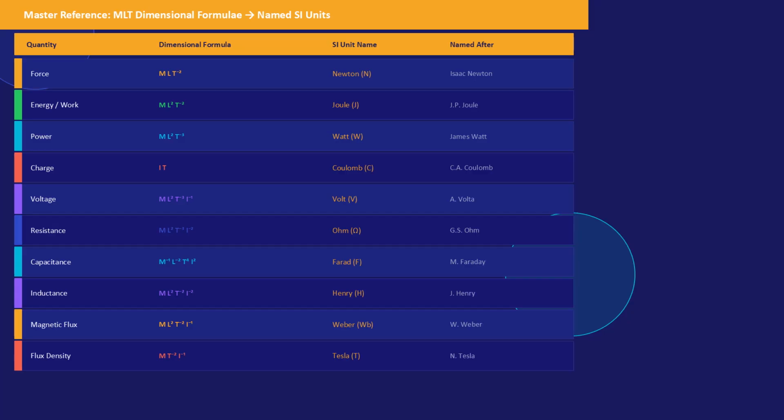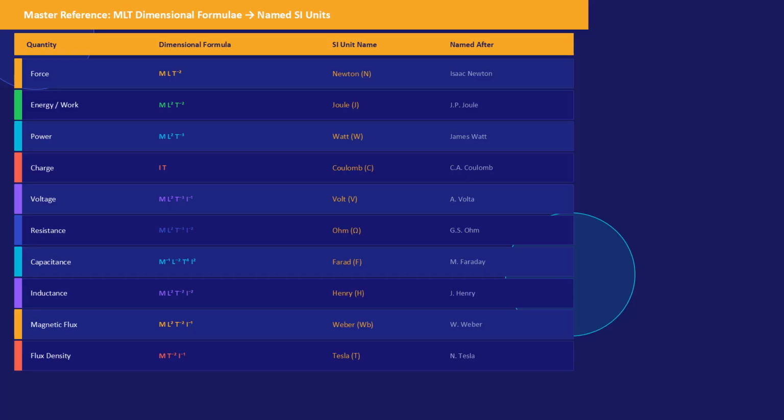Here is our complete master reference table. Every quantity we have studied in this lecture, listed with its dimensional formula in M, L, T, and I, its named SI unit, and the scientist it honors. Let us read through together.